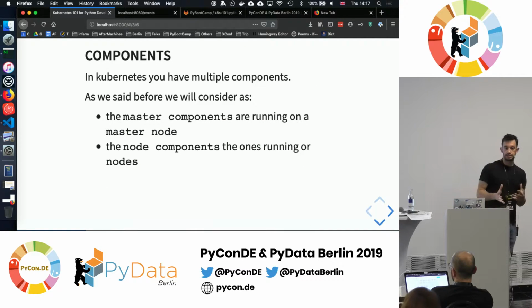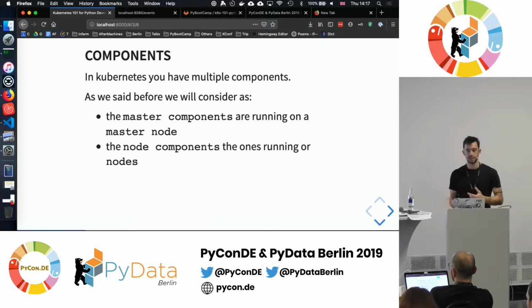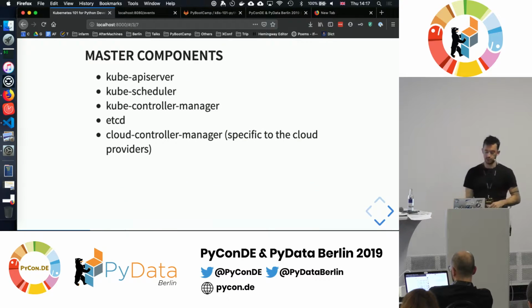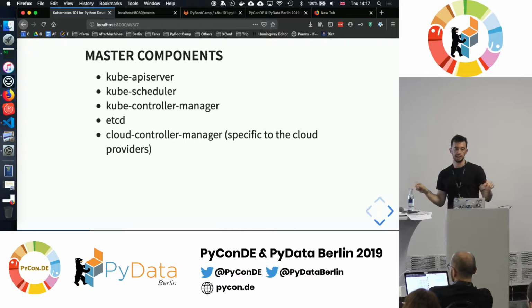So one of the distinctions between a node and the master, like I said, is pretty artificial, but there are some components which can be defined like, okay, this component should run on the master and other components should run only on nodes. So on the master node, you have the Kube API server, the scheduler, the controller manager, etcd. Have you ever heard about etcd? It's a distributed key-value database. So it's where Kubernetes stores its configuration.